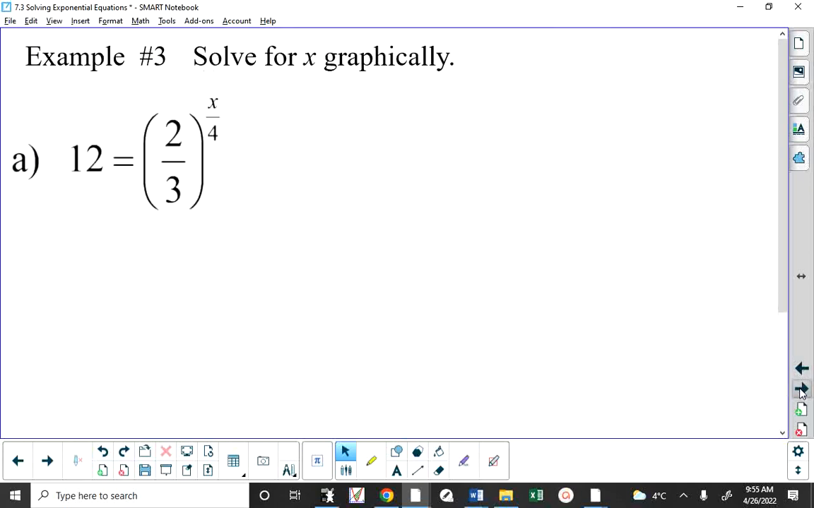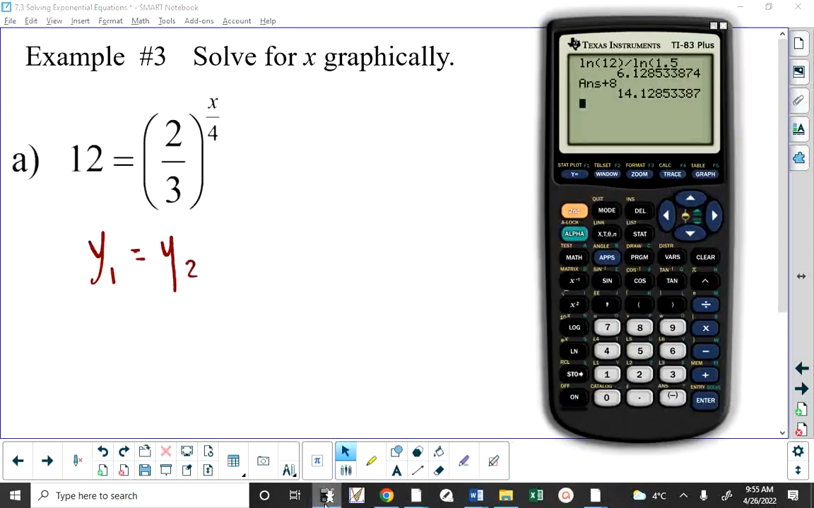Okay. What about graphically? Well, this is what I would have done in the previous questions. All we're going to do here is graph y1 equals y2 on our calculator and actually see where they intersect. So y1 is 12, y2 is in brackets 2/3 raised to in brackets x over 4. You need those brackets. Okay. So now we're going to use our knowledge of exponential functions.